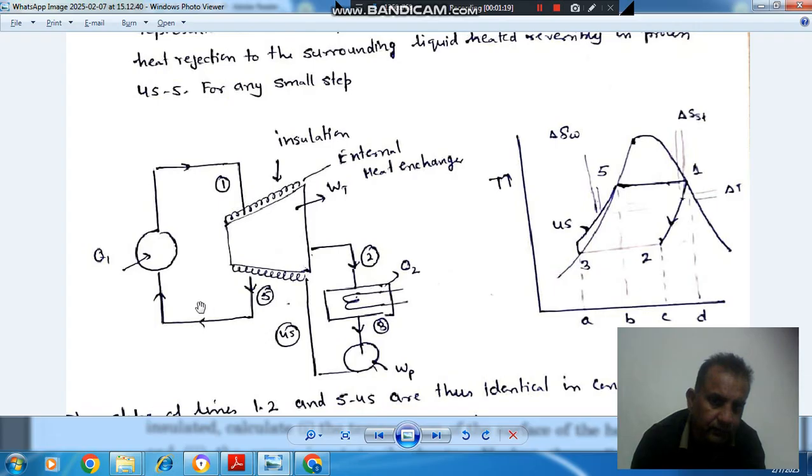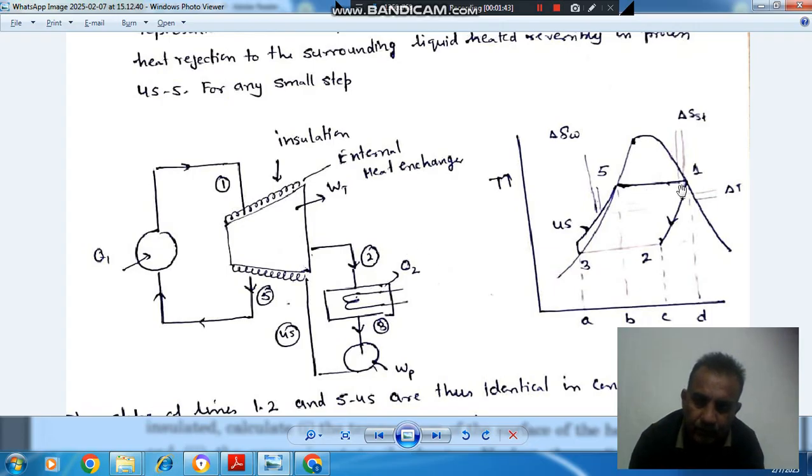After that it is fed to the boiler, not directly to the boiler. That means some water gets heated when it circulates around the turbine, and further heating takes place in the boiler. So this is the boiler and this is your turbine. 1 to 2 is again turbine work.